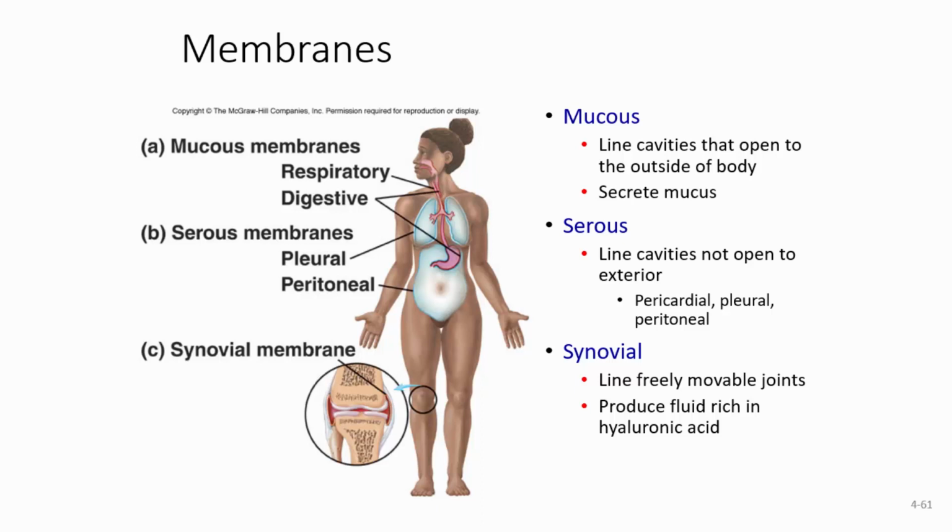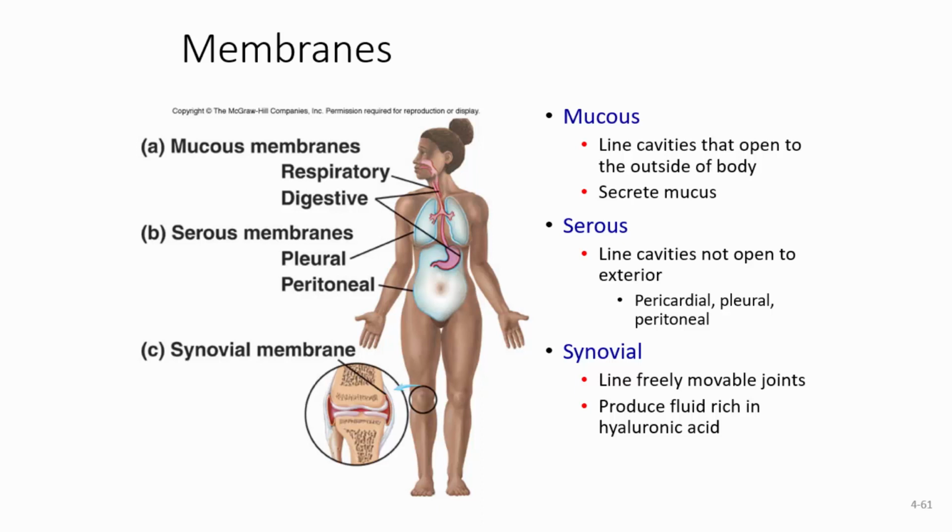And synovial membranes line freely movable joints like your fingers, elbows, knees and toes, okay, I don't want to start singing that song. Anyway, those movable joints. And they're going to produce a fluid that's rich in what we call hyaluronic acid. That hyaluronic acid is very slippery. It's like lubrication for the joints. Okay, it reduces a lot of friction.